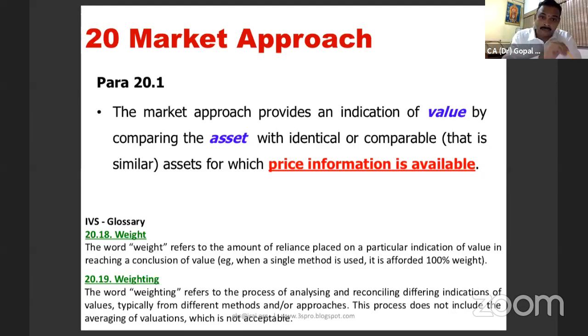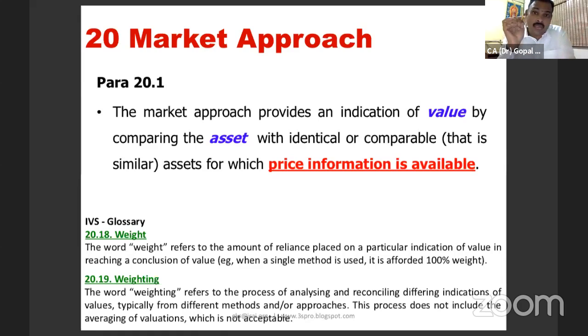Now, what is weighting? It refers to the process of analyzing and reconciling differing indications of value, typically from different methods or approaches. This process does not include averaging, which is very important, and not acceptable. You may have multiple methods and you will arrive at a value. In that, you will give weighting to one particular method and negate the other. Why? Because the approach is reasonable, and you will reason it out. That reasoning gives weighting.